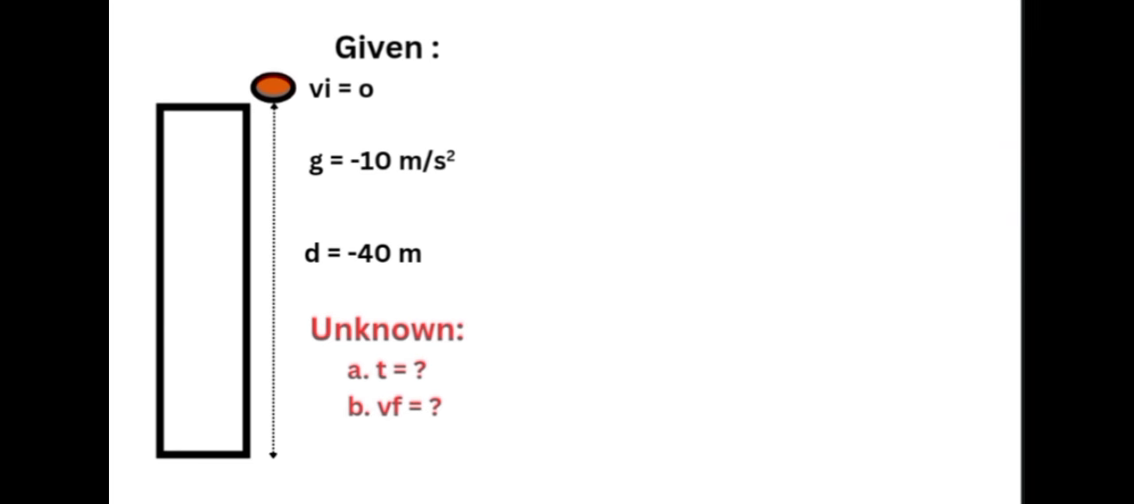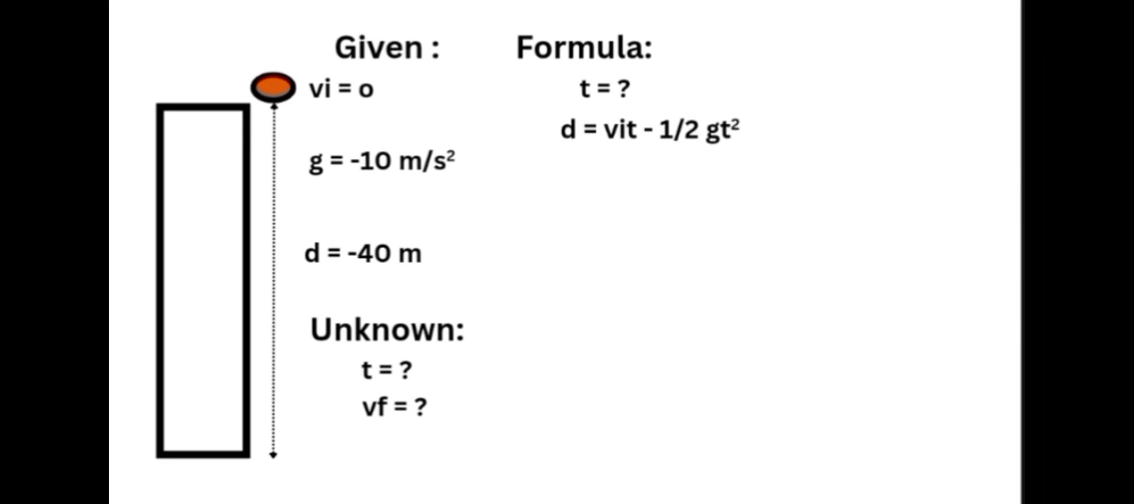Next, what's the formula for solving for time? Now, in choosing the right formula, we have to consider that both the given and the unknown should be present in the formula for us to determine the correct equation to be used. These four quantities must be present in our formula. So, following this, the formula to be used is d equals Vi t minus 1/2 g t squared.